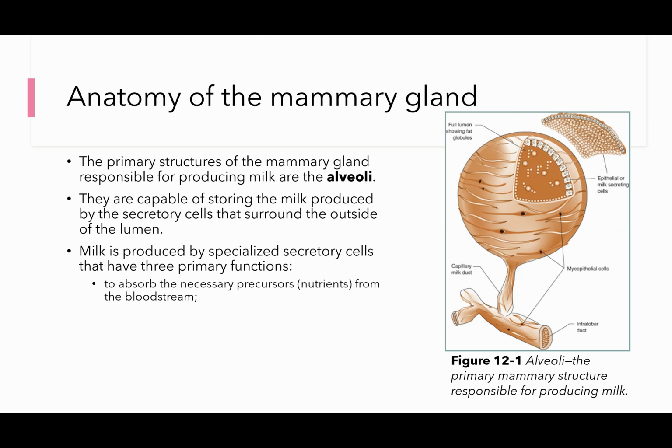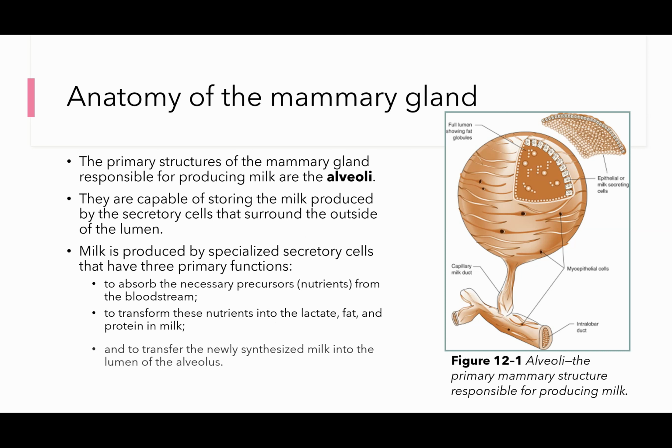First function is to absorb precursors from the bloodstream. So this means that they are able to pull out the necessary nutrients to put into the milk. The second function is to transform these nutrients into lactose, fat, and protein that will go into the milk. And third, they must transfer this newly synthesized milk into the lumen of the alveolus. So pulling these nutrients, synthesizing it all together into the milk, and then transferring it into the lumen, or the inside of the bubble. We could kind of think of it as a little water balloon if you want to get creative.